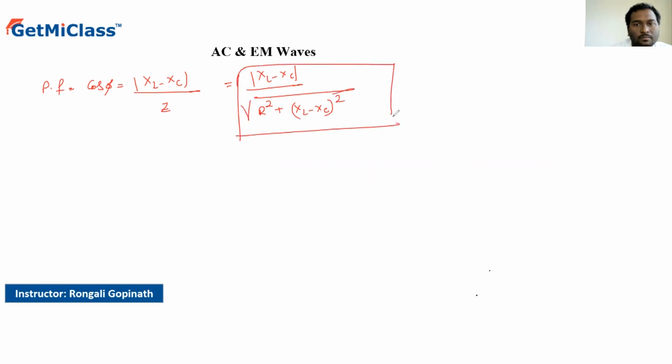And the power factor in this case, that is cos phi, is given by mod of XL minus XC divided by Z. It is XL minus XC divided by the square root of R square plus XL minus XC whole square, right?